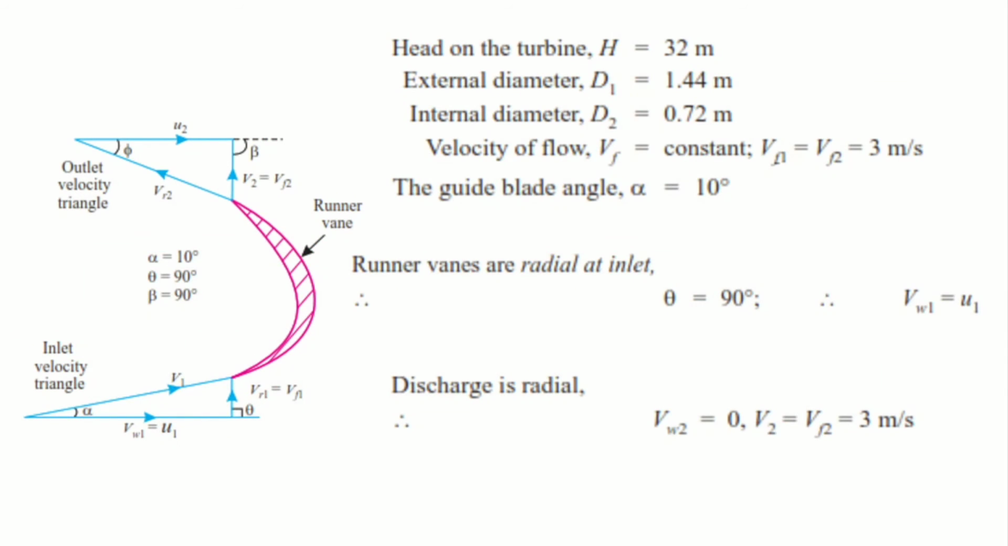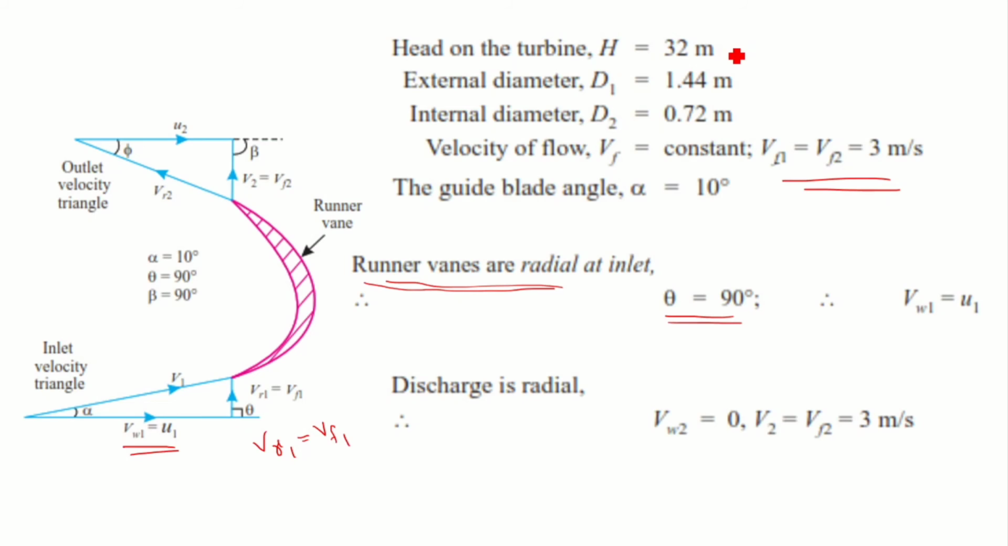So looking at the velocity triangle, since the runner vanes are radial at the inlet, that means theta is equal to 90 degrees. So theta value is equal to 90 degree. The significance is that Vr1 is equal to Vf1. So theta becomes 90 degree and also Vw1 is equal to U1. And also it is given that velocity of flow at inlet is equal to velocity of flow at outlet. So Vf1 is equal to Vf2 is equal to 3 meter per second.